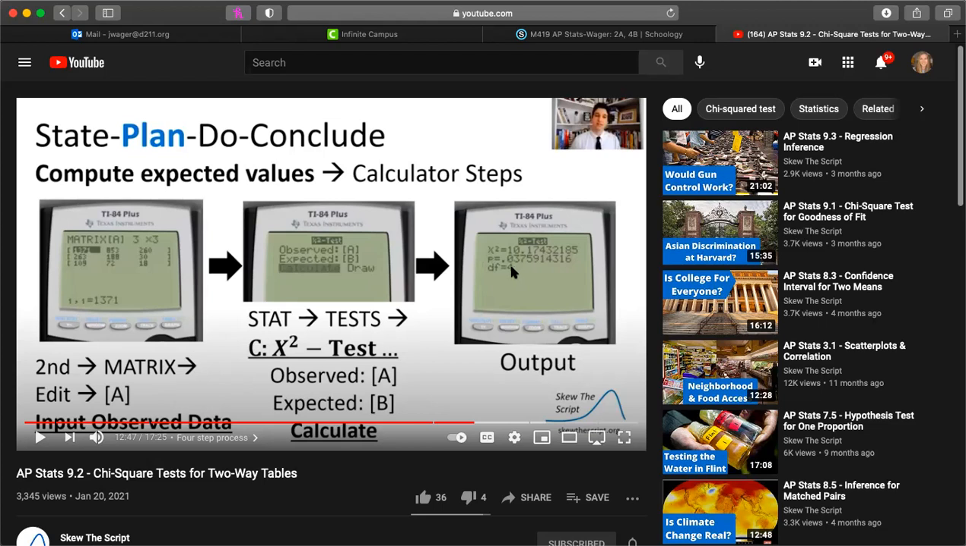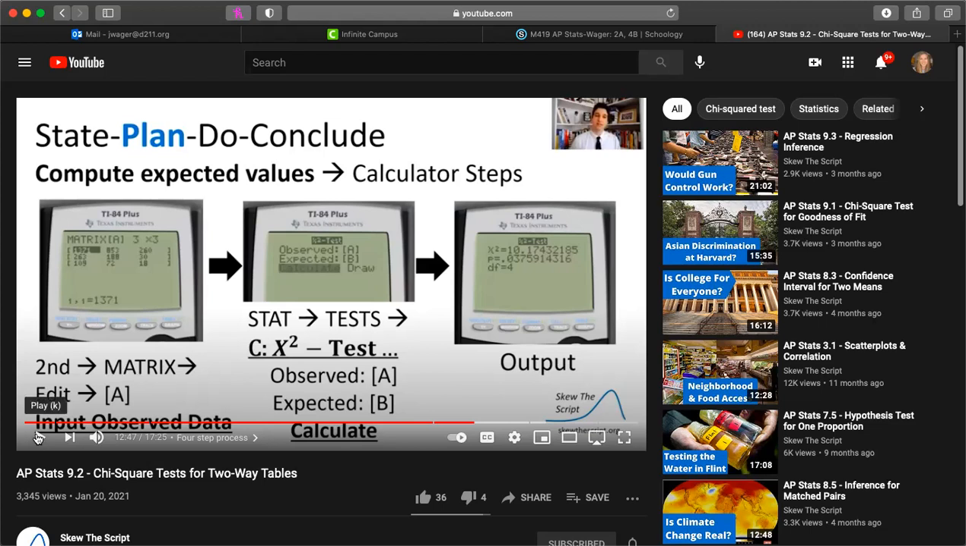Here's the next thing that I verbally want to tell you. Let's find our expected counts. I want you to go back to your matrix menu. So hit second x to the -1. Go back into matrix. Go down one, do not go over to edit, just be on that main one, go down to matrix B. On your home screen, it should just say matrix B. Press enter. You should get your expected counts matrix now. And we'll go over that again.